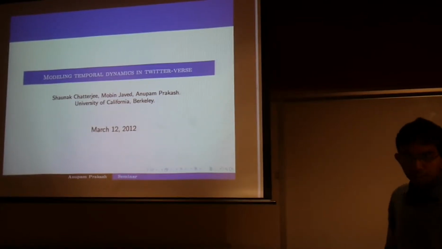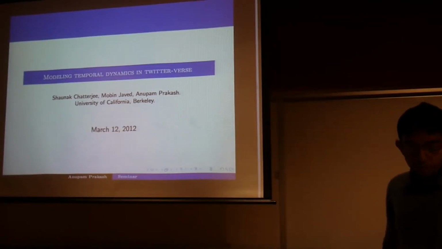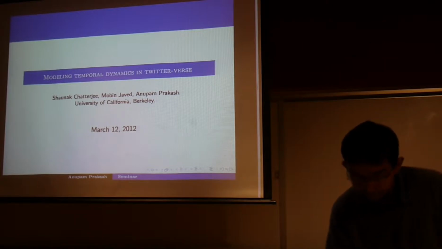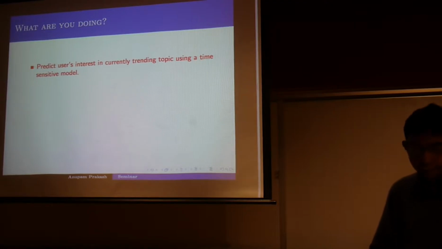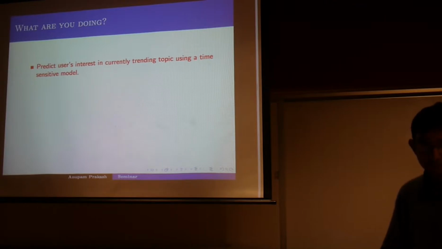Okay, so we are working on modeling temporal dynamics in Twitter. So essentially the problem is you want to predict a user's interest in a currently trending topic, and you want your model to be time sensitive.